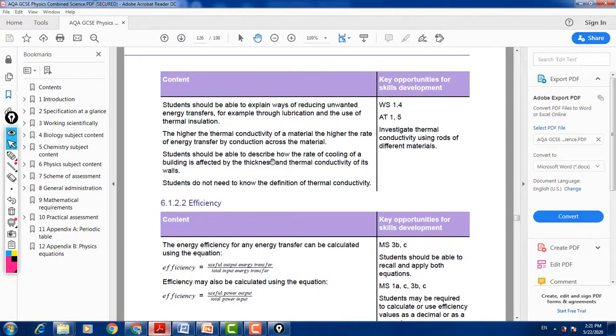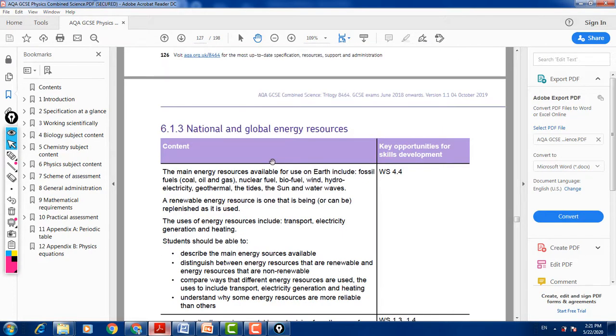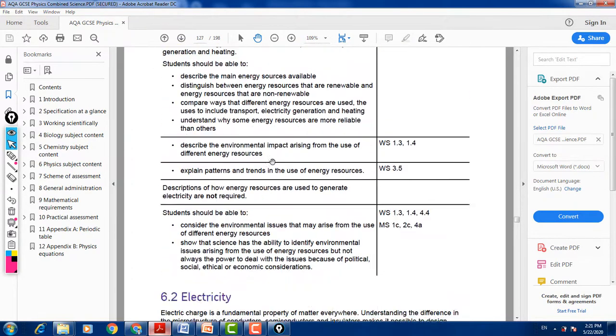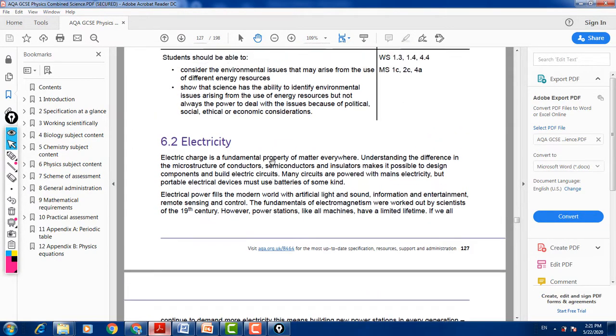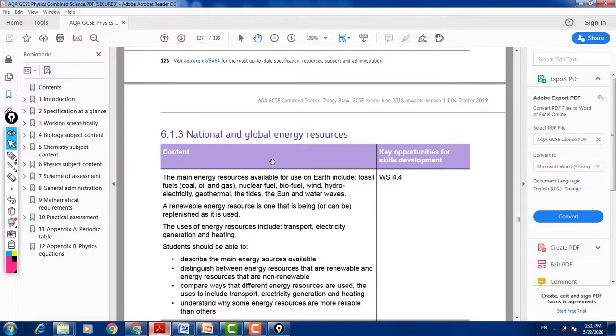After that, we'll discuss efficiency, and at last, I think we'll discuss the national and global energy resources. So this is all about the topic of energy.